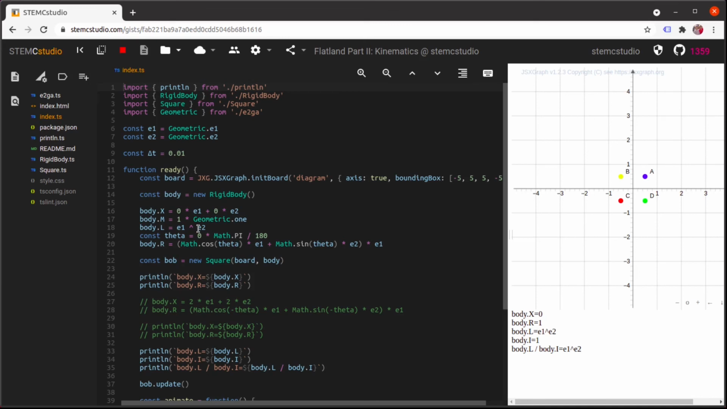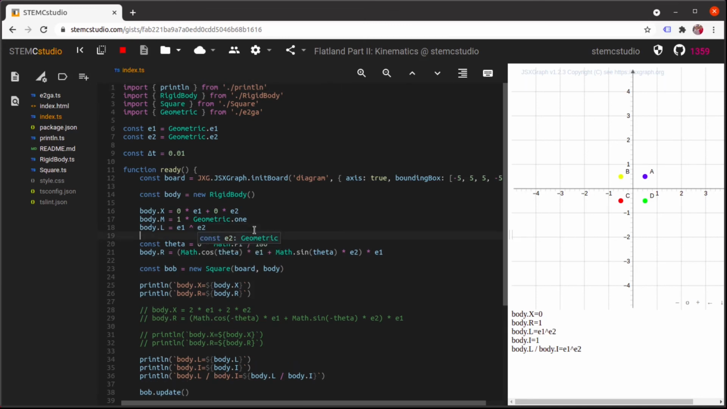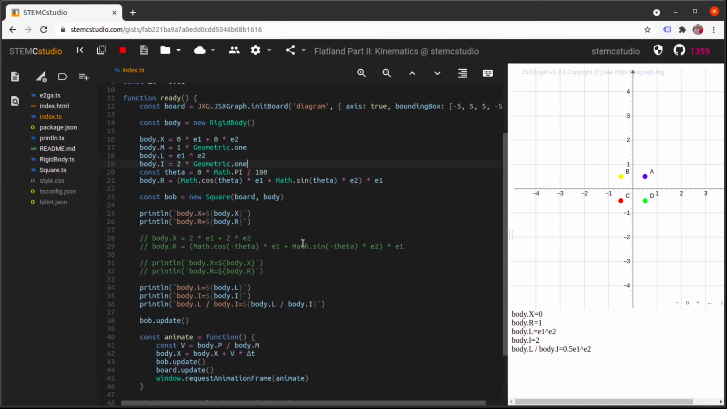So just to prove it, I'm going to set my body dot moment of inertia to be, say, 2 times geometric dot 1. So twice as much moment of inertia, and I get a velocity which is 1/2 E1 by G2. So good, so far so good.